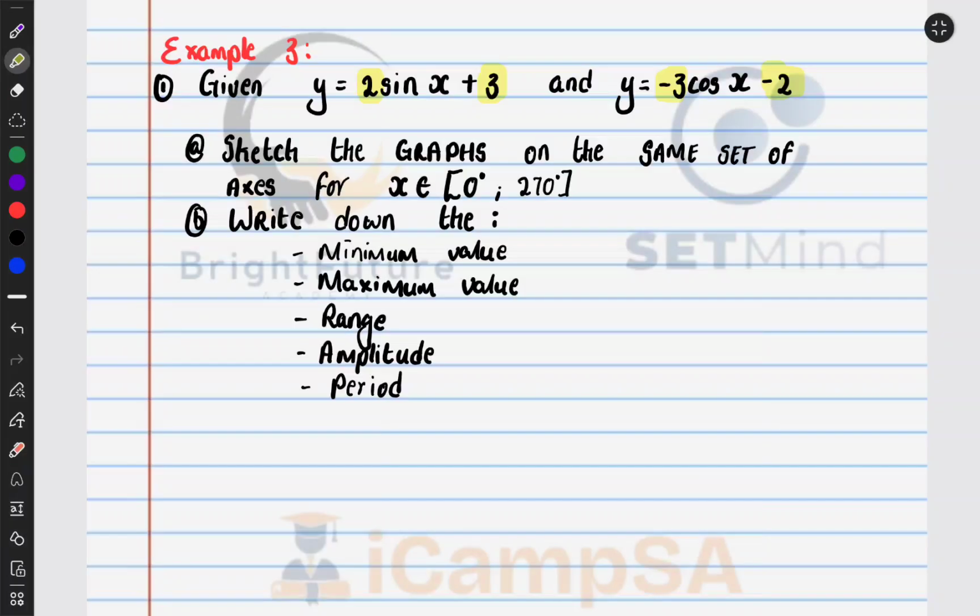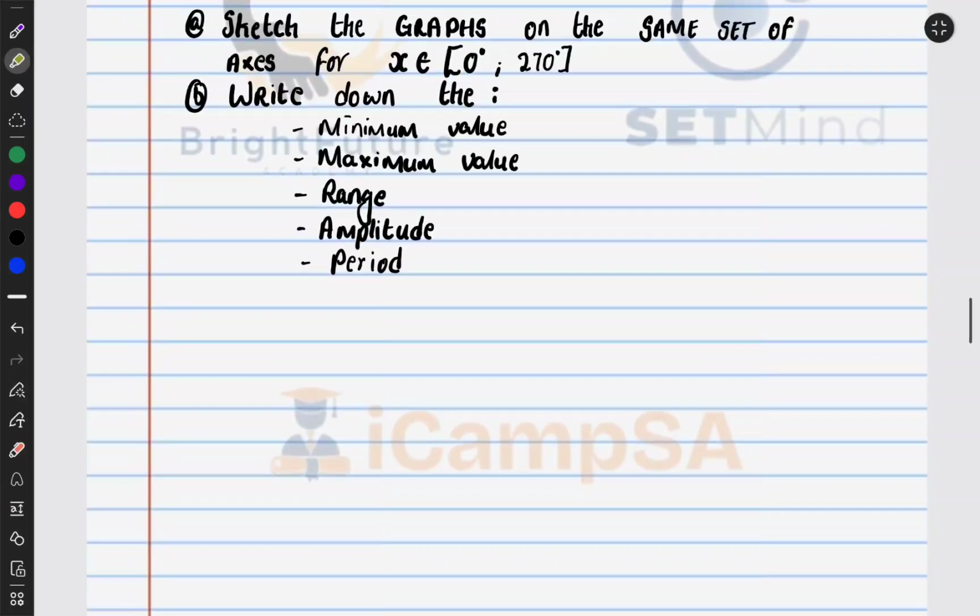So for A, sketch the graphs on the same set of axes, for x an element of 0 degrees to 270 degrees. Okay, that is our domain. We are restricted from 0 to 270 degrees.